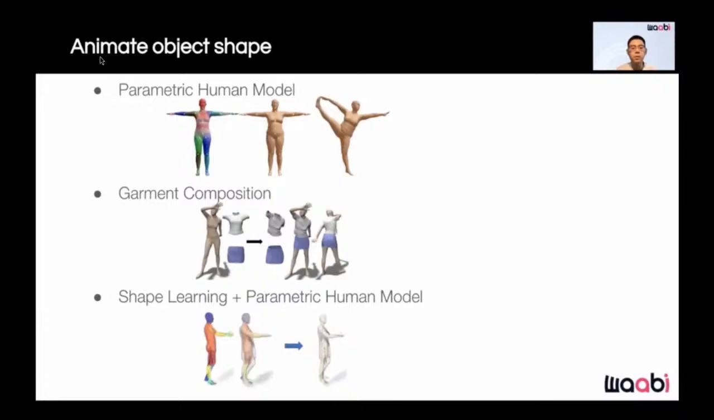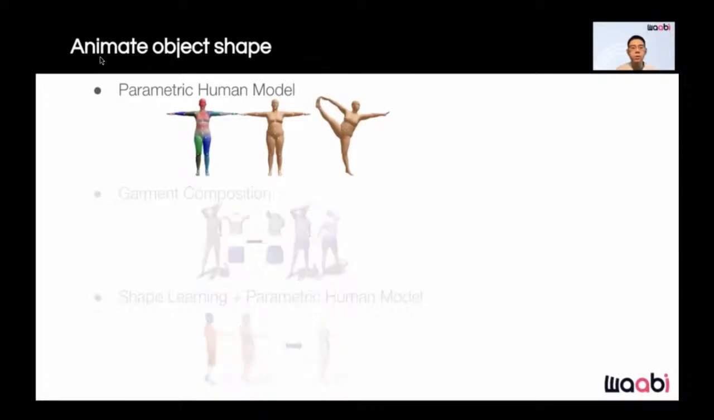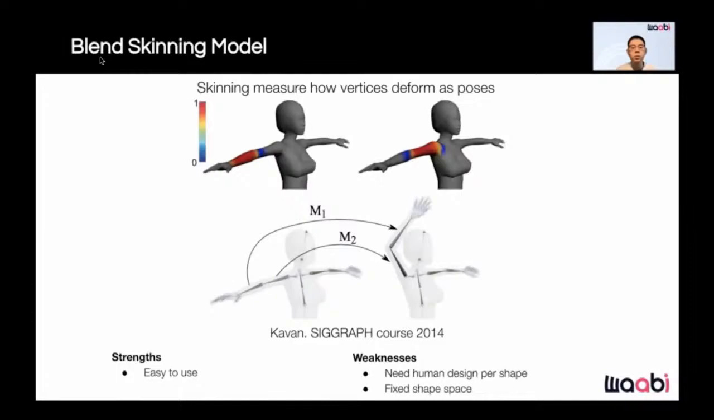After reconstructing the human shape, let's look at how we animate the shape. We first look at the parametric human model. The most simple model is the linear blend skinning model. The idea is to softly assign each vertex to human bones with skinning weights. The skinning weight measures how the vertex deforms as the pose changes.